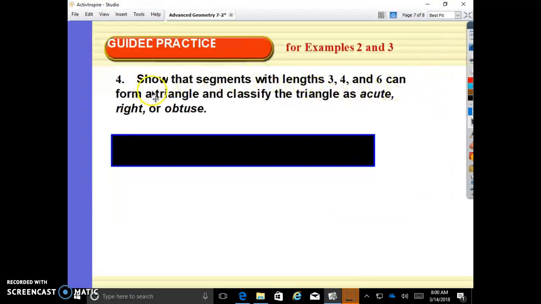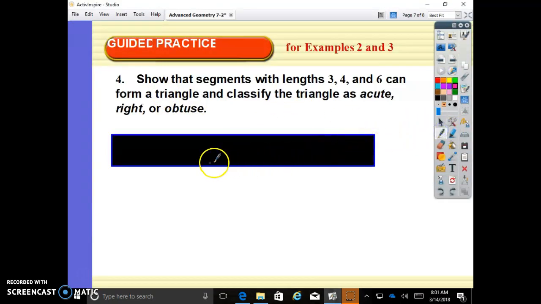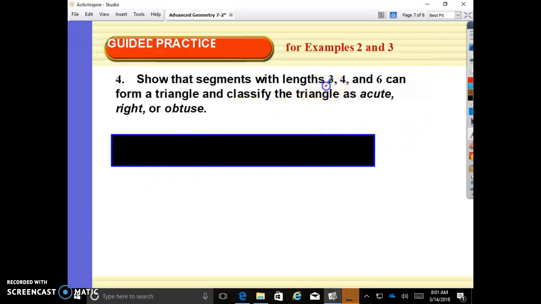Show the segments with lengths 3, 4, and 6 can form a triangle and classify the triangle as acute, right, or obtuse. All right, so 3 and 4, is the sum of the 2 smaller ones greater than the third? If it's a triangle, the sum of any 2 sides must be greater than the third. 3 plus 4 is 7. Is 7 greater than 6? Yes, so we know that it can form a triangle for sure.